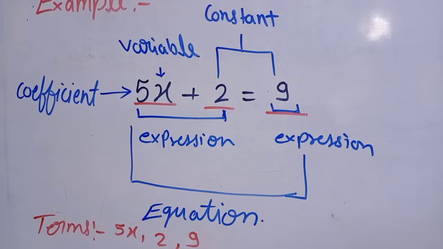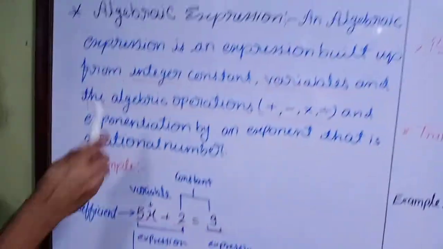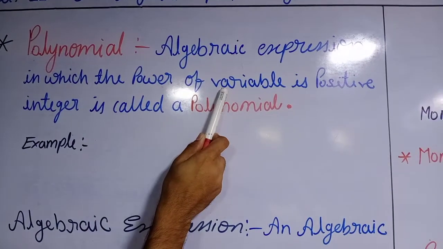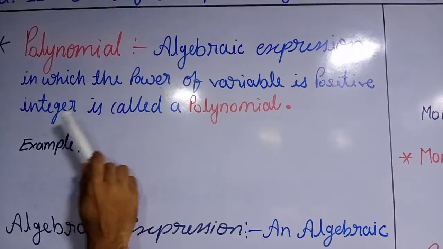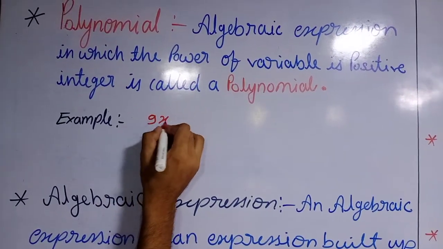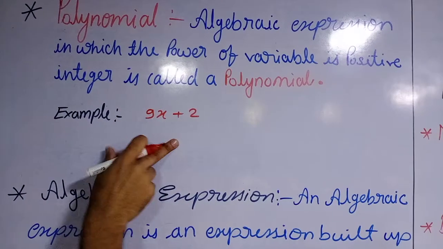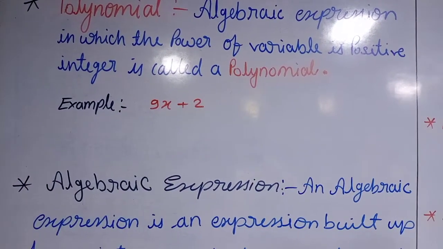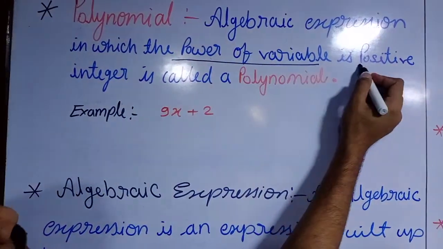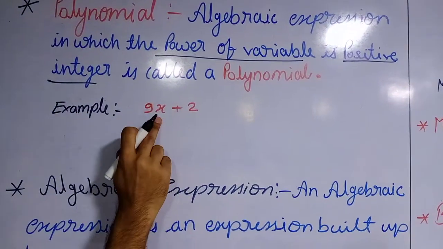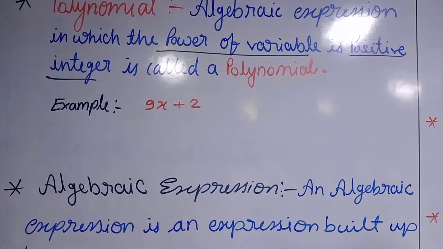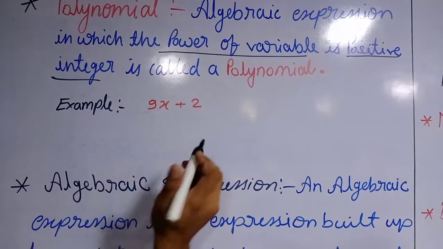Now come to the polynomial. Once again, an algebraic expression in which the power of the variable is a positive integer is called a polynomial. For example, 9x plus 2. Is it a polynomial? Yes. Why? Because here the power of the variable is a positive integer. The power of x, the variable, is 1. So 1 is a positive integer, so this is a polynomial.